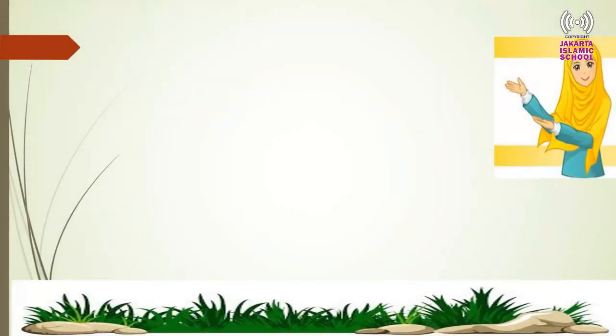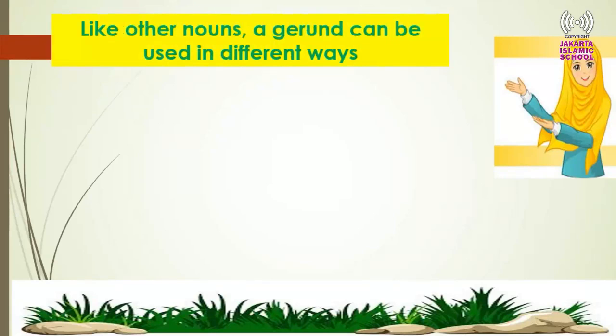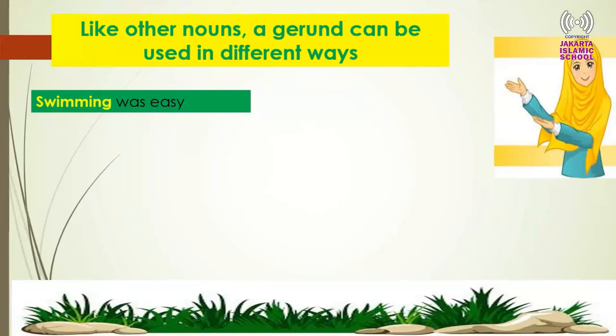To understand about gerund, we are going to look at some examples. Like other nouns, a gerund can be used in different ways. Look at the first example in the sentence. Swimming was easy. The word swimming is a gerund and it is put at the beginning of the sentence, so we call that the subject of a sentence.